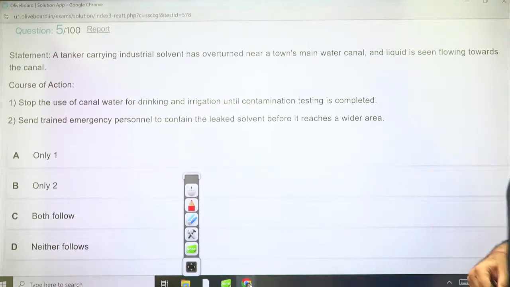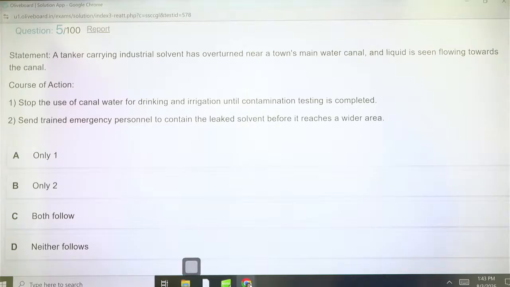The statement says a tanker carrying industrial solvent has overturned near a town's main water canal, and liquid is seen flowing towards the canal. So what will be the course of action to curb this issue? One: stop the use of canal water for drinking and irrigation until contamination testing is completed. Absolutely correct, not a problem. And the second one says send trained emergency personnel to contain the leaked solvent before it reaches a wider area.